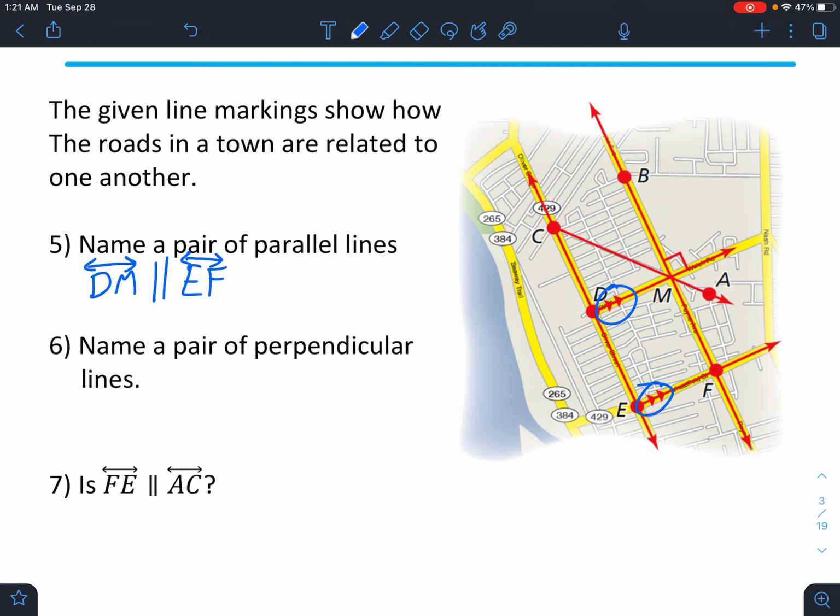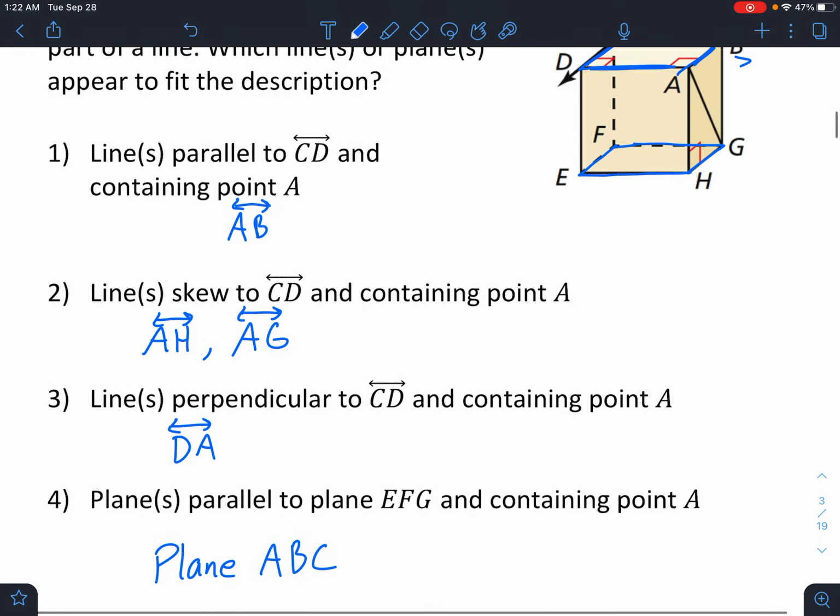And then it says, name a pair of perpendicular lines. You can see this little marking right here. That shows that line BF, which goes along right here, is perpendicular to line DM. Once again, some of these look like they might actually be rays, but we're going to assume that these are representing lines, similar to how we did up here.